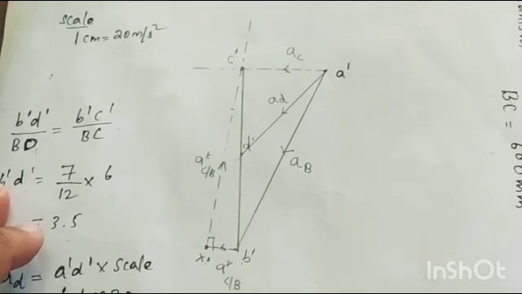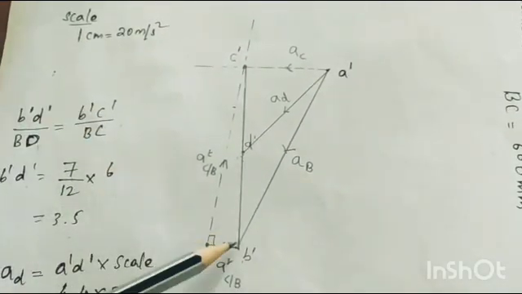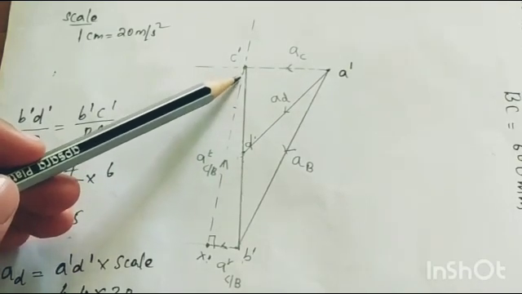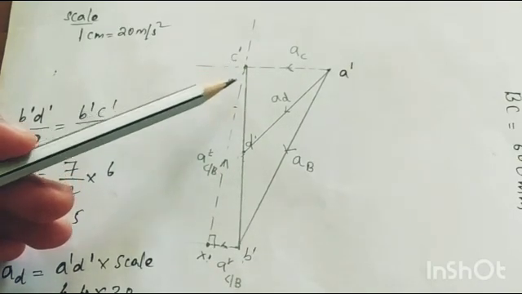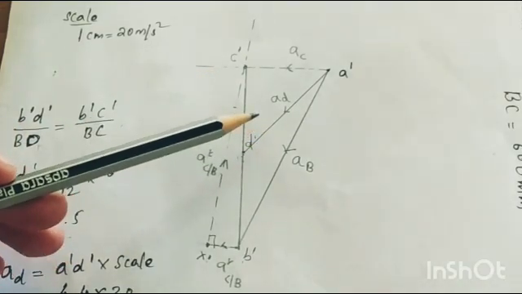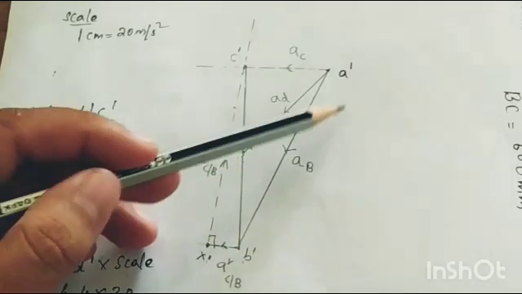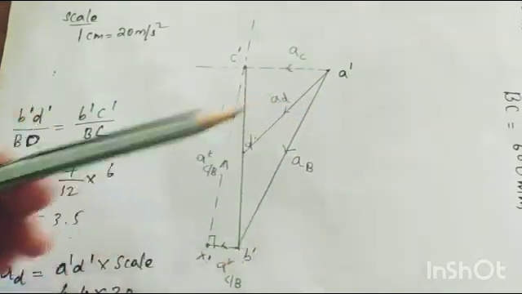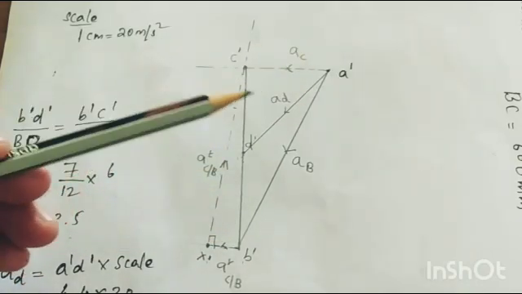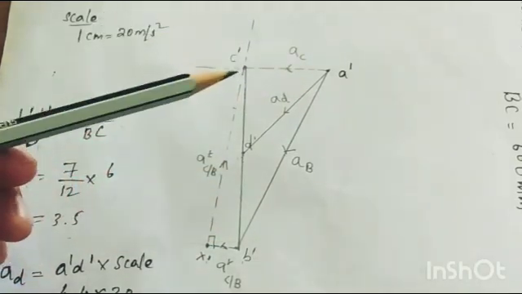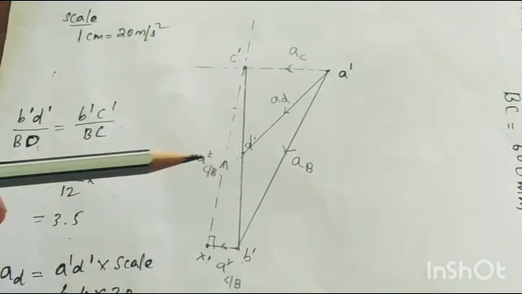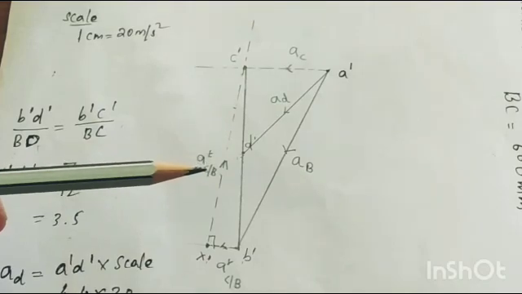Now what I have to do is join B dash and C dash in order to get the acceleration of the connecting rod. So we can find out the acceleration of all the links from this diagram. This is the acceleration of the crank. This is the acceleration of the connecting rod. This will be the acceleration of the piston. And this is the radial component of the connecting rod. This is the tangential component of the connecting rod.